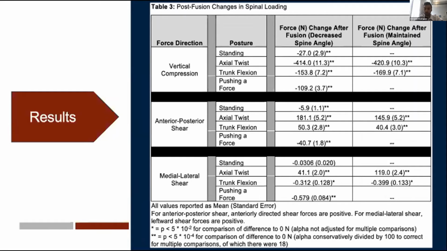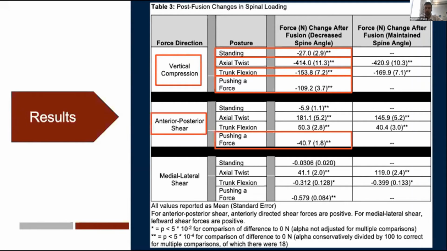Differences between pre-fusion and post-fusion T9 biomechanics were consistent between maintained overall spine angle and decreased overall spine angle conditions in all relevant cases. Decreased overall spine angle results are as follows. During axial twist, compression decreased from 1,583 newtons pre-fusion to 1,170 newtons post-fusion, a 414 Newton change. Trunk flexion had a compression decrease of 153.8 newtons. Standing and pushing a force postures also saw a significant decrease in compression of 27 newtons and 109 newtons respectively.